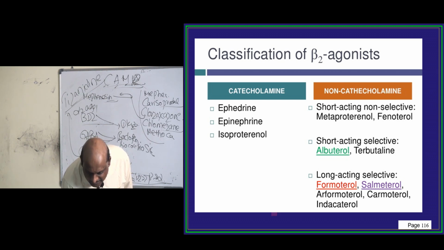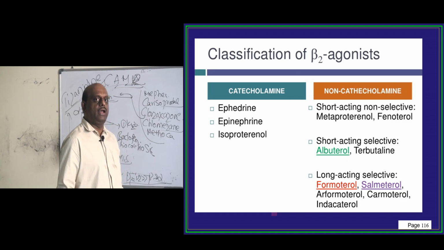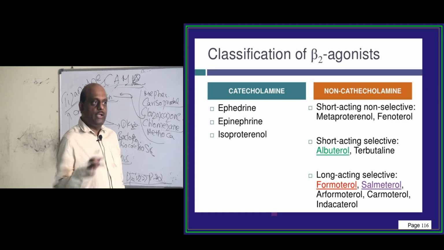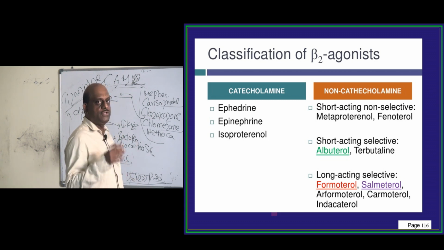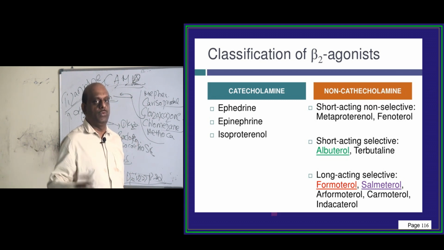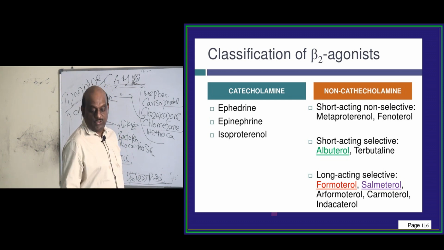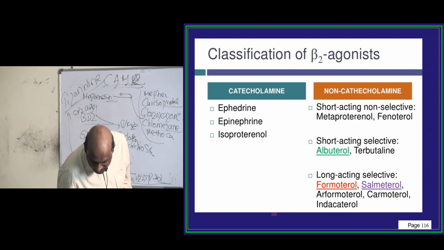Nivedita is asking, sir, dopamine at a dose of 3 to 5, is the action due to D1 or D2? Good question. At low doses it acts on D1 and leads to vasodilation, and at higher doses not only D1, even D2 also it starts acting. That's what you need to appreciate.